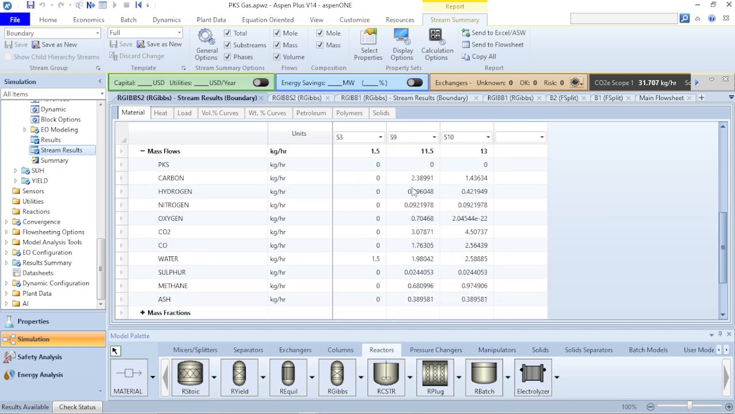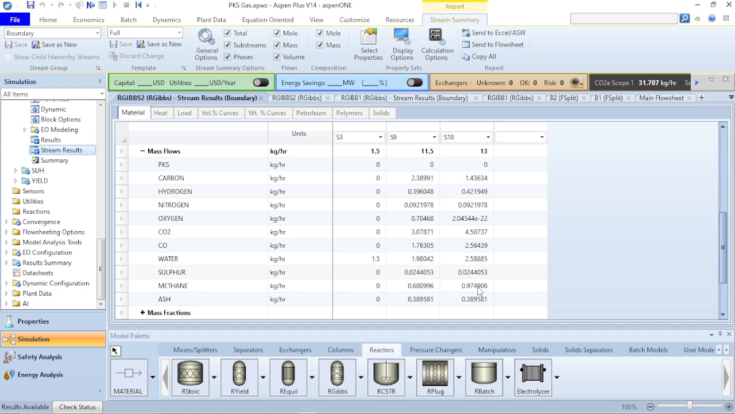From the results, in the mass flow, we can see that we have carbon being formed. Our hydrogen is at 0.421949. That's in kilogram per hour. This is what we're producing per hour. The CO2 we have at 4.5, it's quite high. CO is also 2.5. Water, and let's check the methane, 0.97.